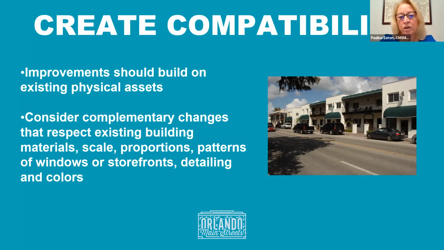You can tell it's a different owner. You can tell it's a different building. You can tell it's not a part of Swanson's Ivanhoe Row, but it's compatible with it. And so that's the type of thing that we're looking at. You need to consider things that are complementary. They respect the existing building materials, the scale of them, the proportions, the patterns of the windows and the storefronts, and the detailing and the colors. And this is super important. Now, that doesn't mean everything looks alike.